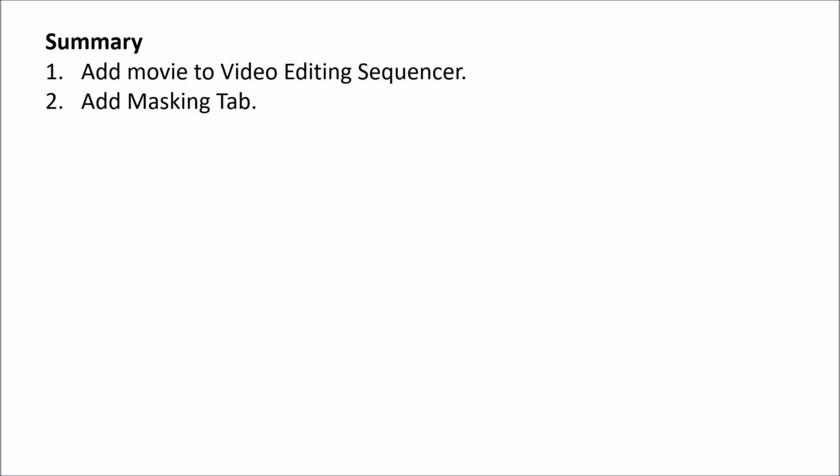Just to summarize, I wanted to add a quick cheat sheet of how to do this in case you wanted to quickly refer to this in the future. So we saw the process for adding this privacy blur is to basically first go ahead and add the movie to the video sequence, the video editing sequencer, right? Once you've done that, you then need to add a masking tab, and we do that by clicking at the plus sign at the top of the screen, then choosing VFX and then masking.